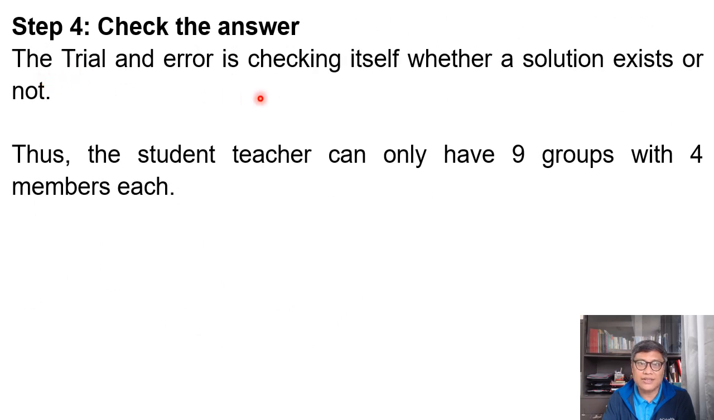So trial and error checking is itself, as I said, a solution to itself. Therefore, the student teacher can only have 9 groups with 4 members each. So that's how we solve problems similar to this one.